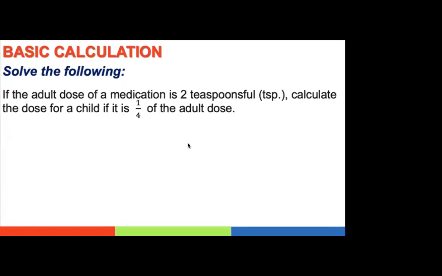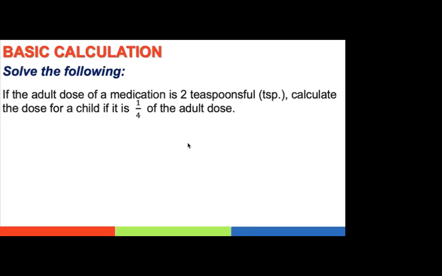So therefore, our answer here, adult dose of a medication is 2 teaspoonful. How many ml are there in 2 teaspoonful? In 2 teaspoonful, 10 ml. Calculate the dose for the child. It is 1/4 of the adult dose. Therefore, mas mababa sa 10 ml ang sagot dapat natin. What's the answer? Even without computation class, by just reading it, alam nyo na.